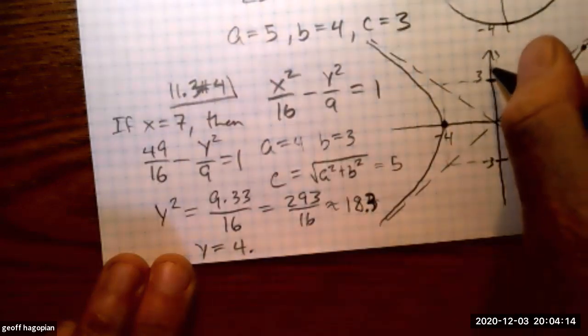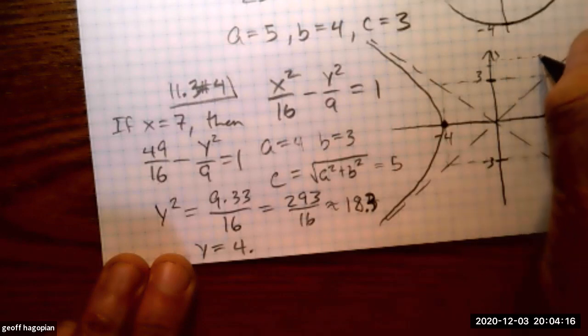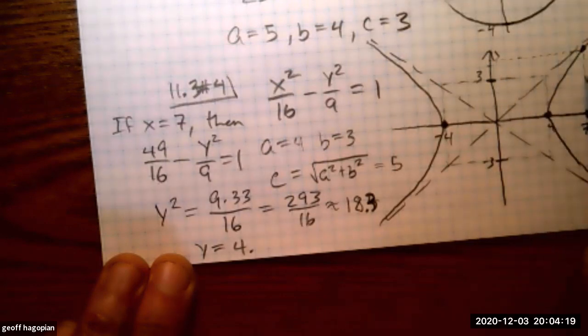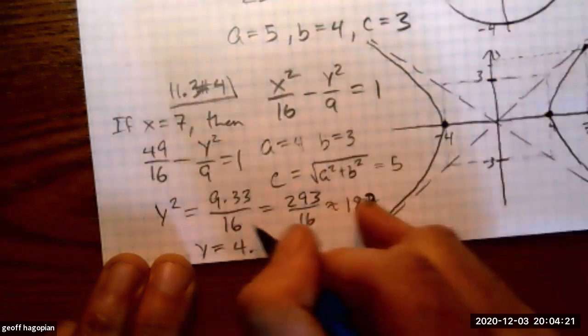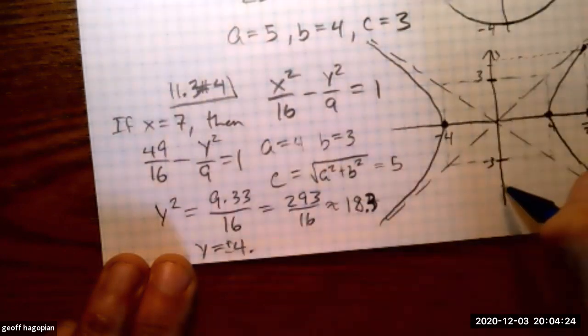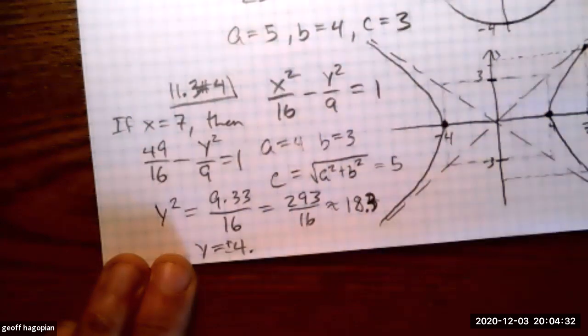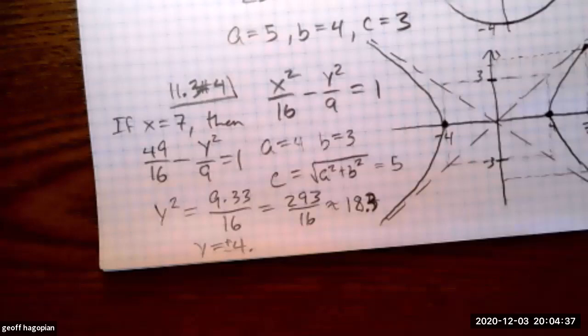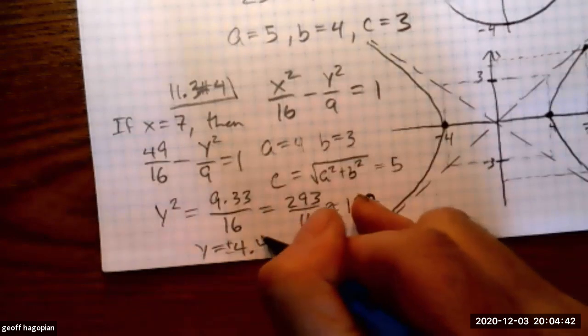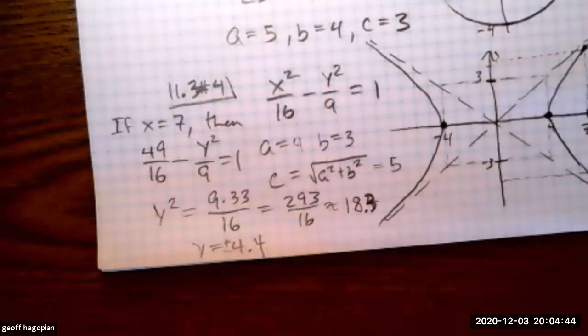So here's 4 point something is here. Yeah, that's about right. Or negative, plus or minus. So we could also be down here at 4 point something. Yeah, about there. Okay. 4.3, something like that, 4.4 maybe. That is a sketch of the hyperbola.